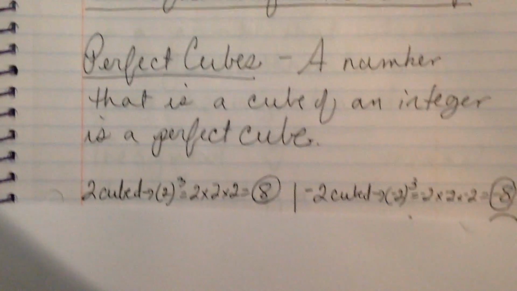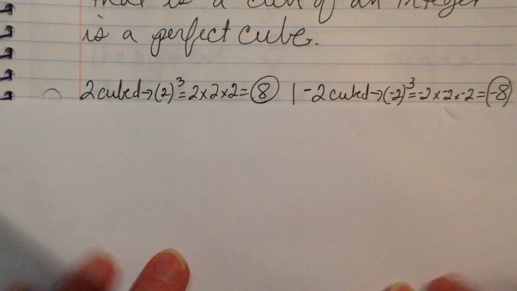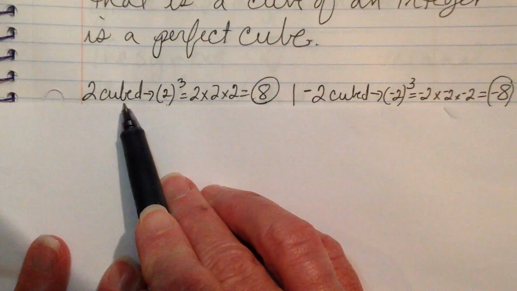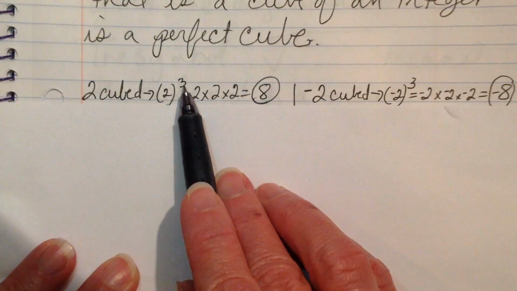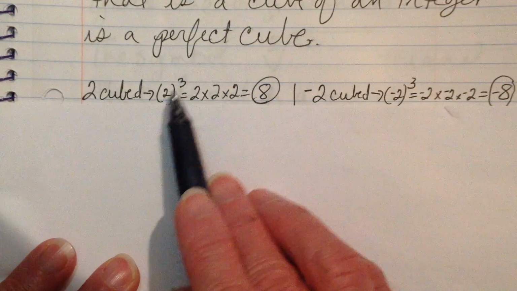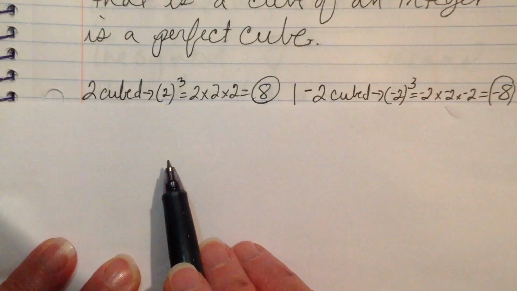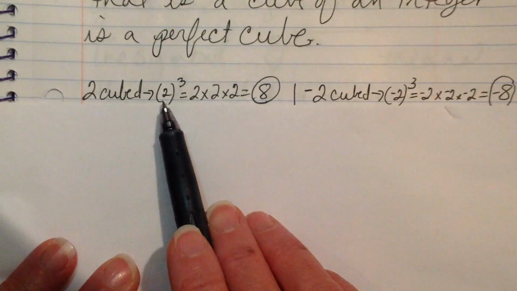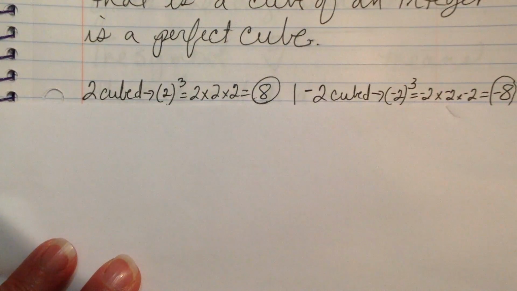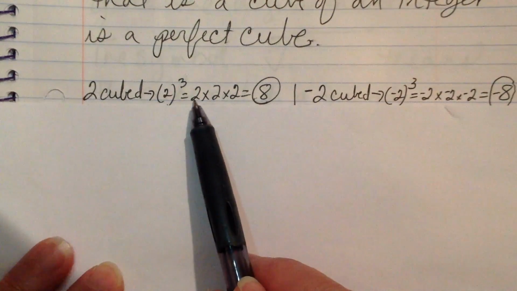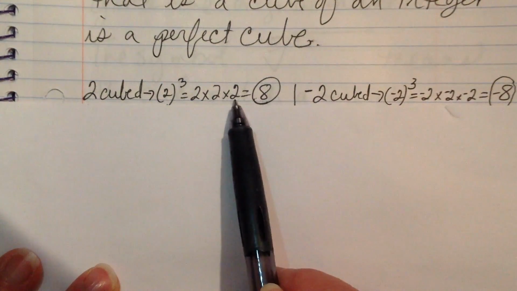So, I want to first start out looking at taking 2 and cubing it. 2 cubed. Cubed means to raise something to the third power. So this is taking 2 and raising it to the third power. To cube something means to multiply it times itself 3 times. So I'm going to take the number in the parentheses and multiply it times itself 3 times. Therefore, I have 2 times 2 times 2. 2 times 2 is 4. 4 times 2 is 8.